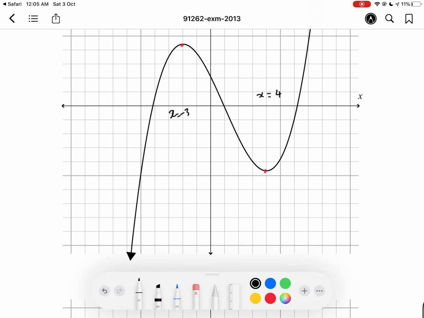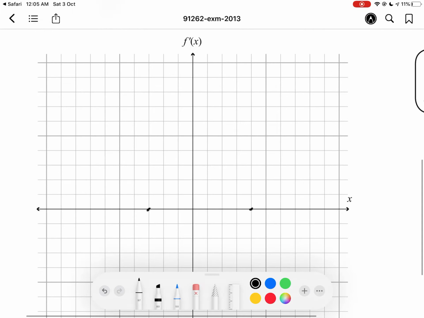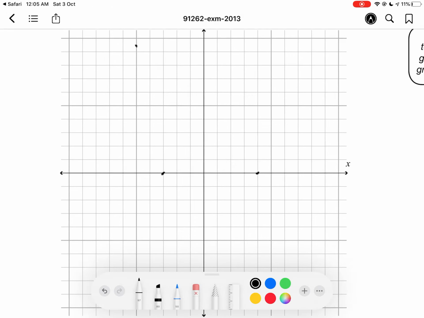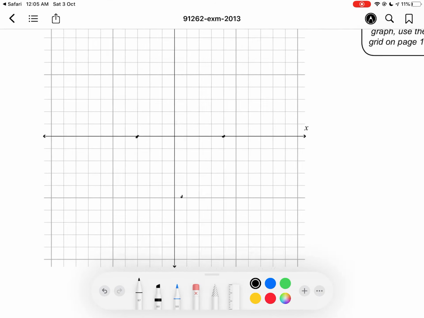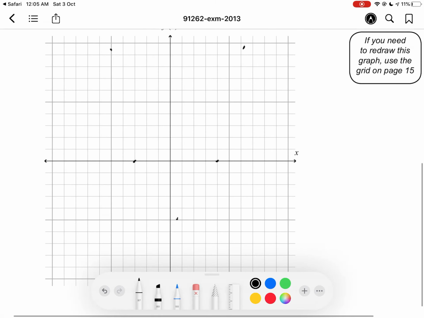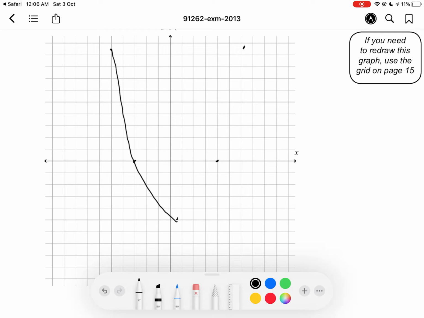If we look at the left-hand side here, you can see it's increasing. If it's increasing for x less than negative 3, that means for the gradient function, it should be above the x-axis. Therefore, in between, it should be below the x-axis, and it should be above the x-axis when x is greater than 4. So what the shape will actually end up looking like. Once again, I'm on the iPad, so it might be hard for me to draw. It should look something like this.